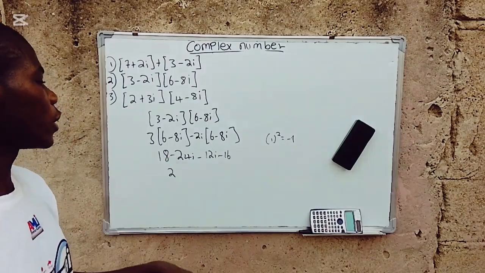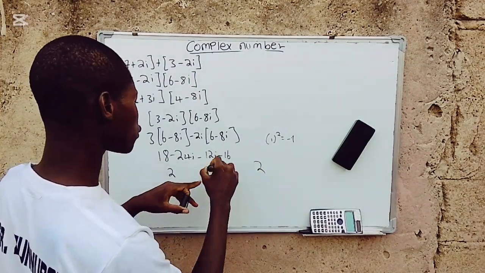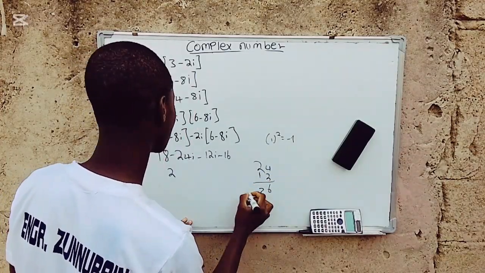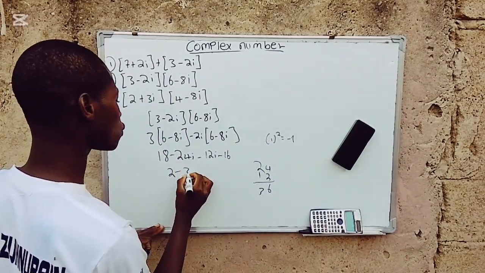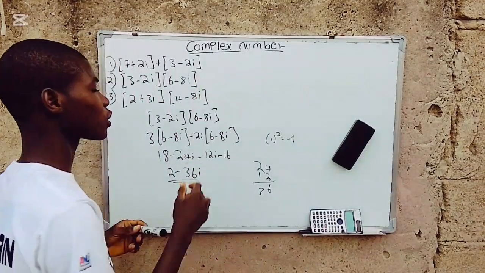And for the i terms, minus 24i minus 12i gives minus 36i. So the answer for the second question is 2 minus 36i.